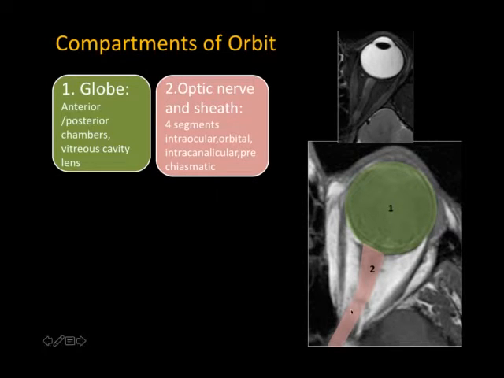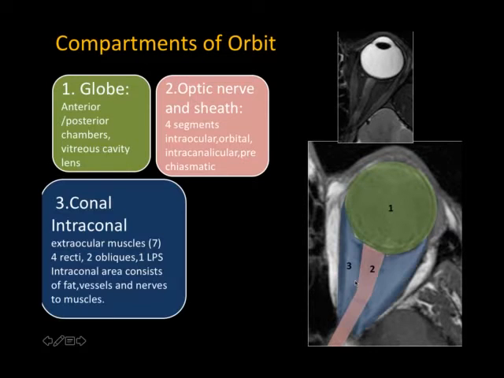Second is the optic nerve and the optic sheath. Optic nerve is divided into four segments. I'll come to that later. Then the third compartment is the conal and intraconal. Conal is the muscles: four recti, two obliques and one levator palpebrae superioris. And the intraconal compartment will have fat and the nerves and the vessels.